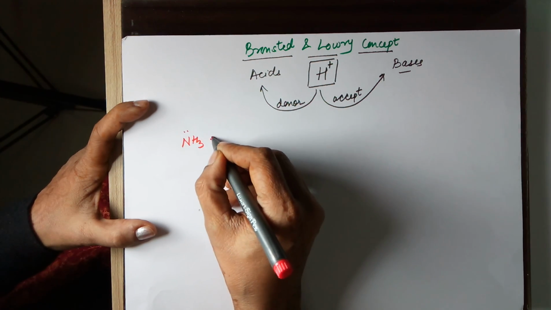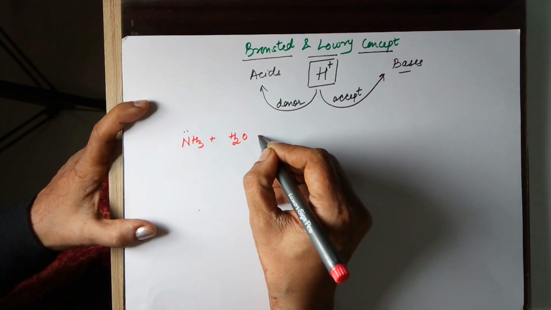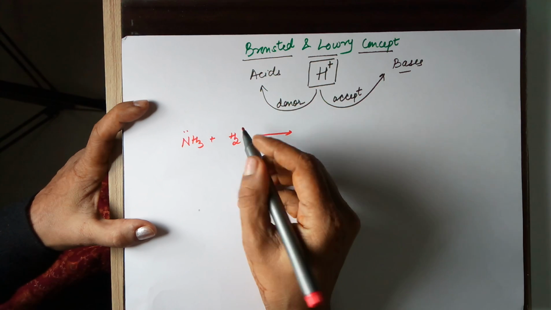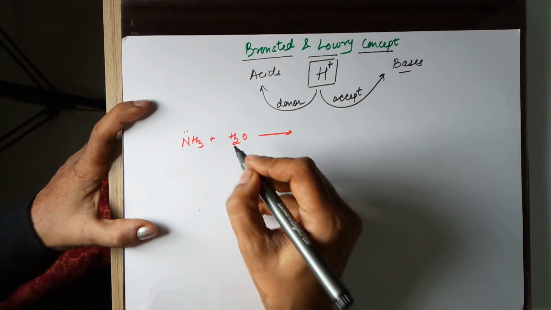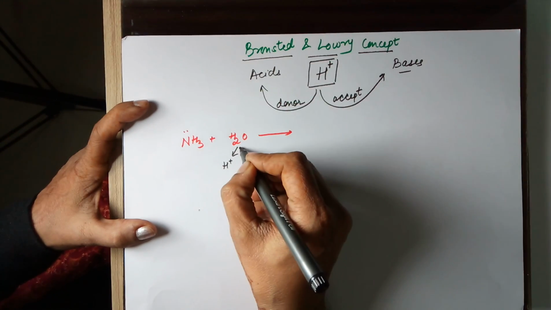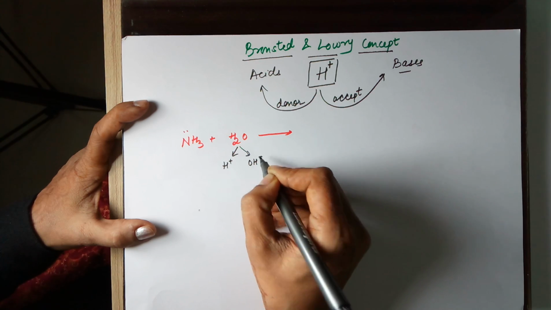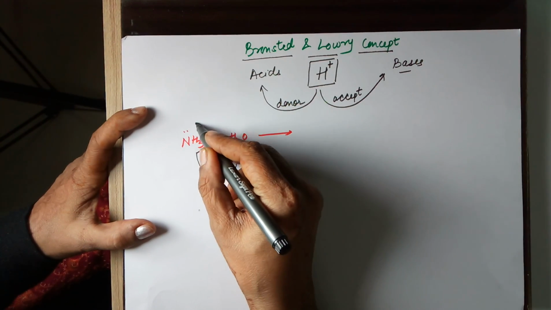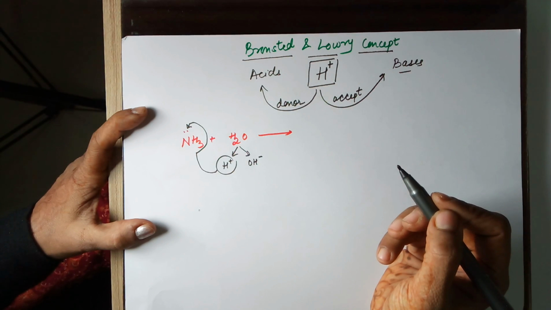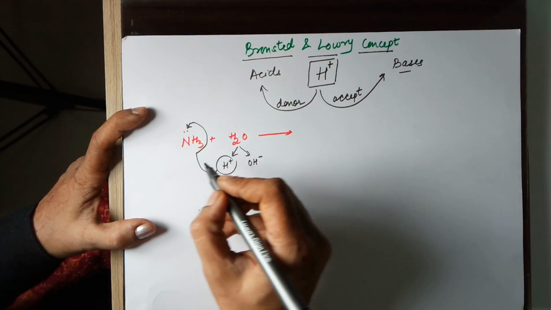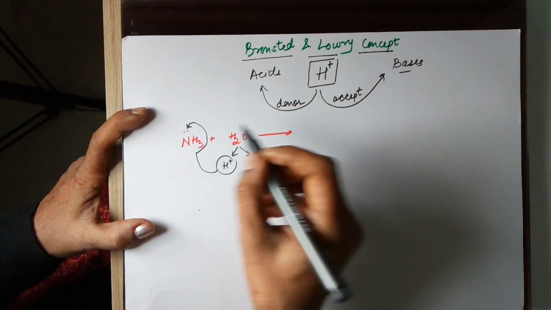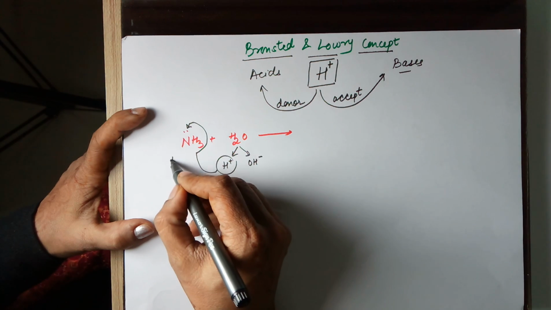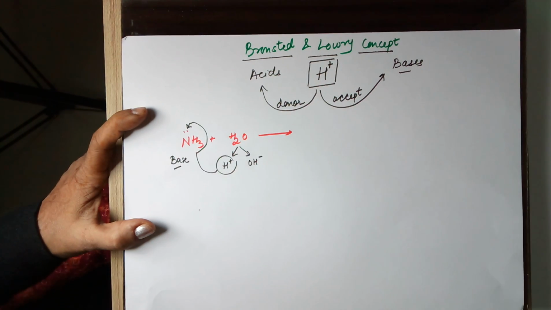Ammonia molecule reacts with water to form... What are the ions present in water? H positive and OH minus. This H positive is accepted by ammonia due to the presence of a lone pair. Therefore, since ammonia is accepting a proton, as a proton acceptor it becomes a base.